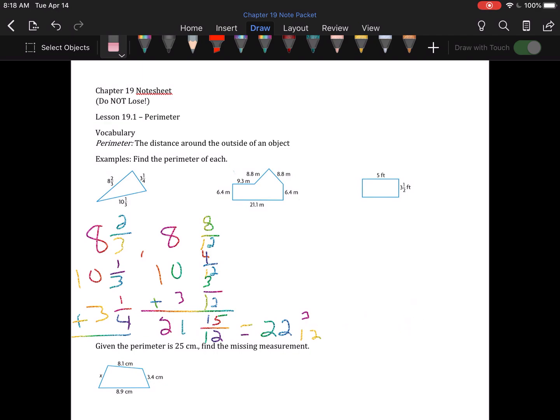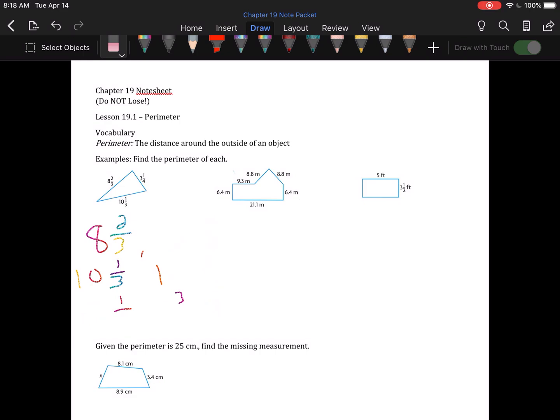Now I'm going to have to erase this so I actually have room to do everything else. So give me one moment. We'll clear this out.